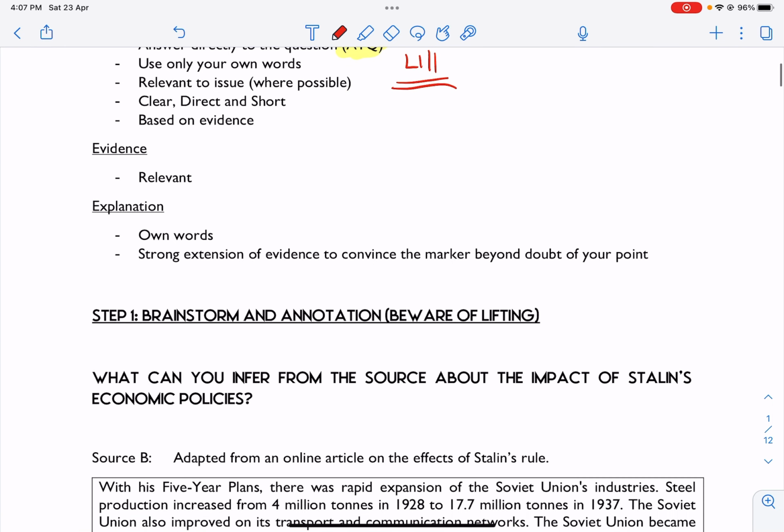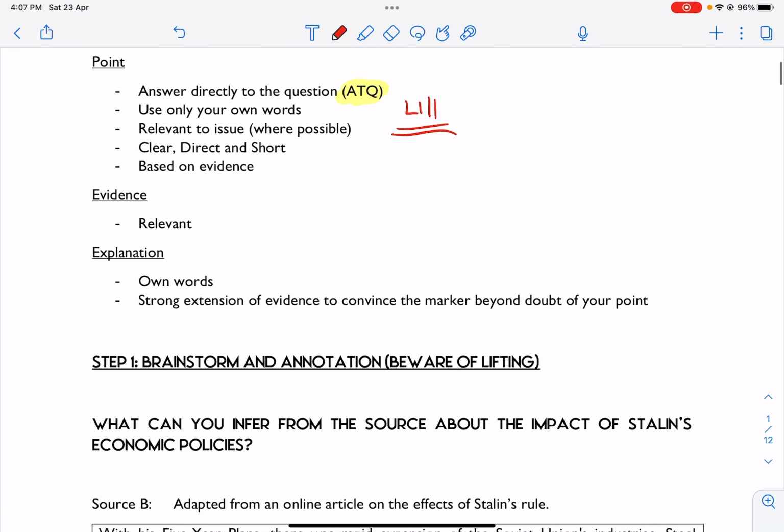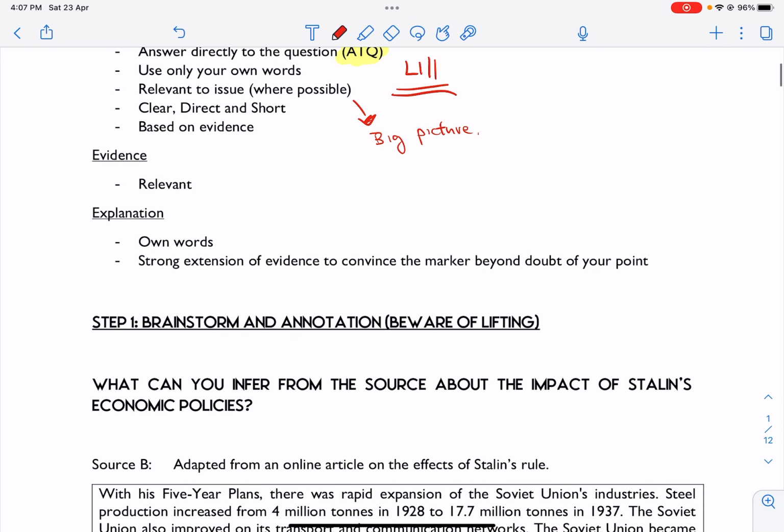Number three, be relevant to the issue where possible. Try and look at the big picture. Look at the big picture. And number four, please be clear, direct, and short. Make sure it's no longer than one sentence max. Anything longer than that is no longer an inference anymore. By right, it should be 1 or 2 words, or maximum maybe 4 or 5 words.